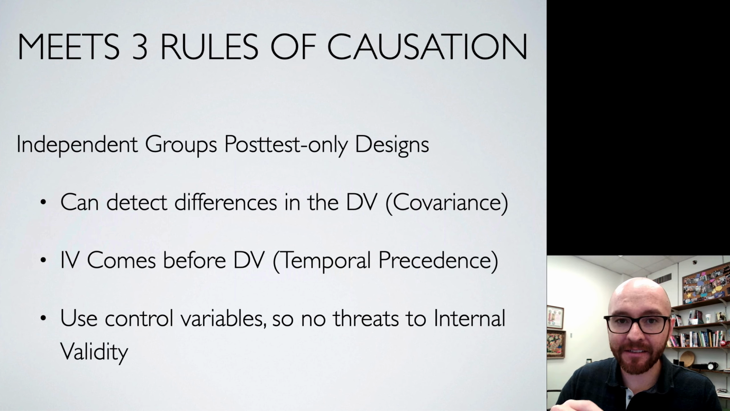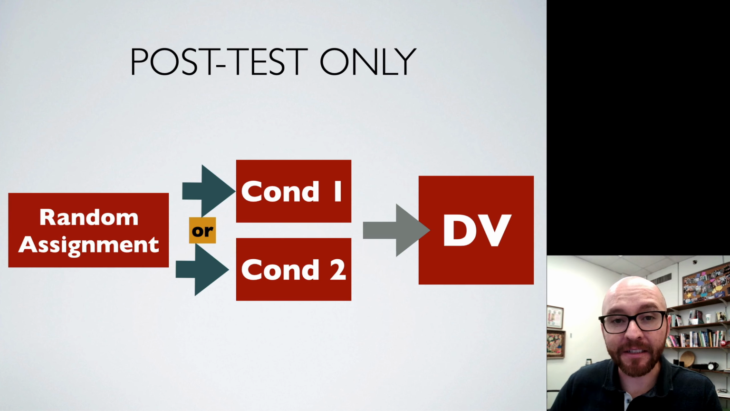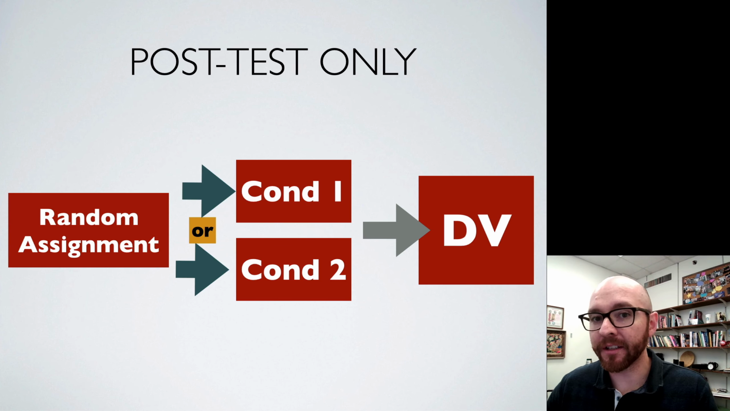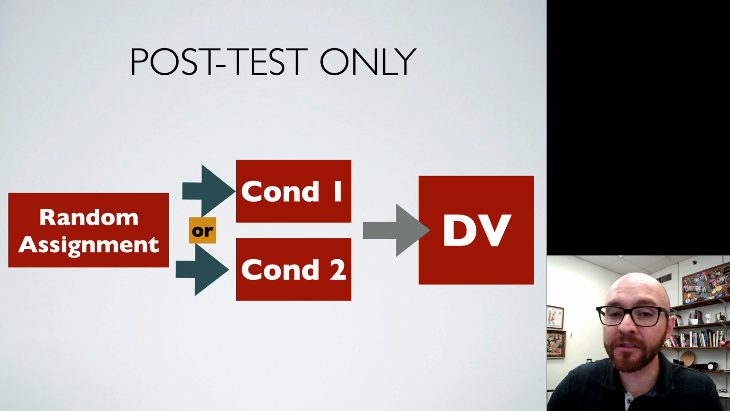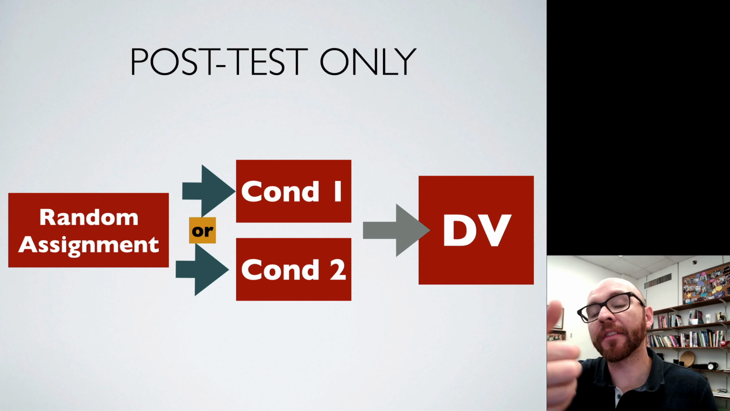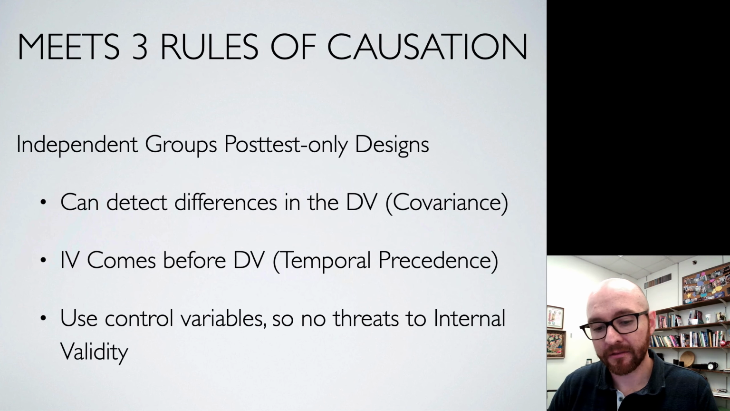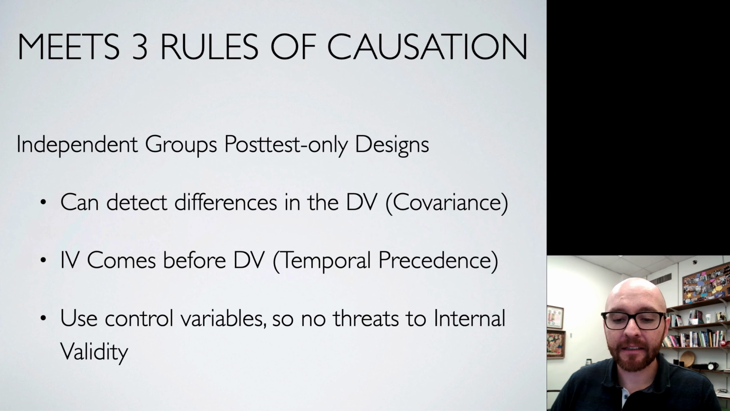And then in this type of design, the IV comes before the DV, right? They get exposed to caffeine and then you measure the DV. And that last one regarding internal validity, right? That you establish internal validity. You do that because you control for potential confounds to avoid threats to internal validity.